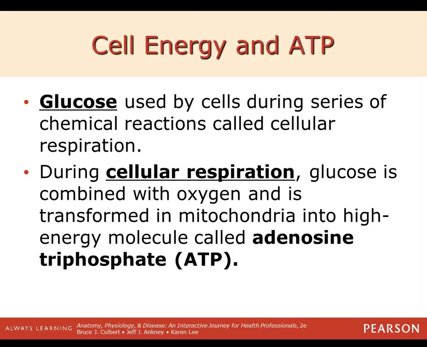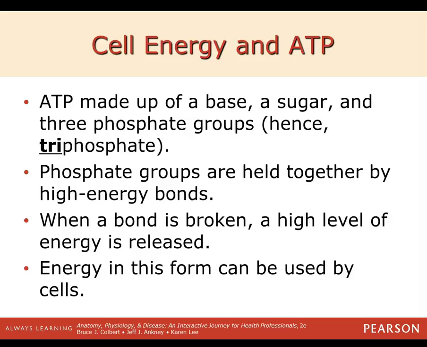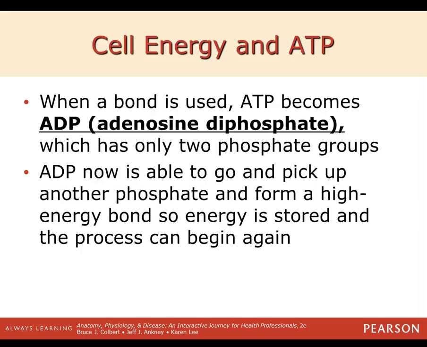So this high energy molecule is called ATP, or adenosine triphosphate. The ATP molecule is made up of a base, a sugar, and 3 phosphate groups. That's why it's called adenosine triphosphate, 3 phosphates. The phosphate groups are held together by high energy bonds. When the bond is broken, it releases that energy. So the energy in this form then can be used by the cell.